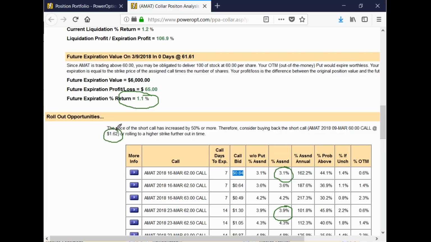Is your trading plan and your approach based on rolling for a credit? Meaning that you know you have to pay $1.62 back. You collected 80 cents up front just for the call itself. Really, you got 60 cents because of the put. So if we got 60 cents initially, and it's going to cost us $1.62 to buy this back, we're at a debit of $1.02.